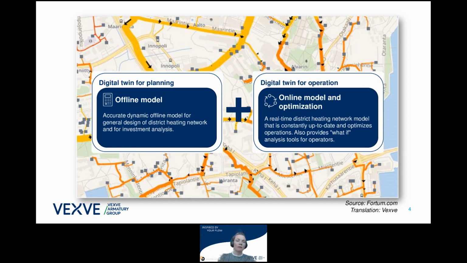But what is quite revolutionary is that it's being combined with an online model, which is used for operation and optimization. So there's a real-time district heating network model that is constantly up to date, and it optimizes the operation. So for this part, we are feeding the underground data about the flow, about the temperature. And this tool also provides what-if analysis tools for the operators who are running the network. So they can test what happens if they lift up or reduce heat here, what happens with the flow, what happens with the temperatures in different parts of the network.